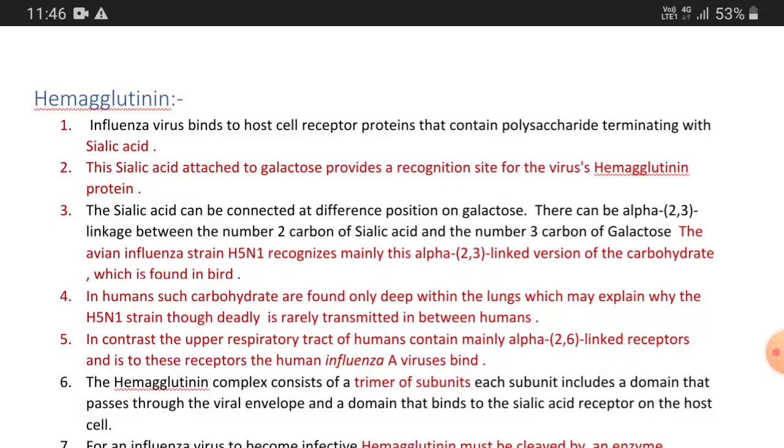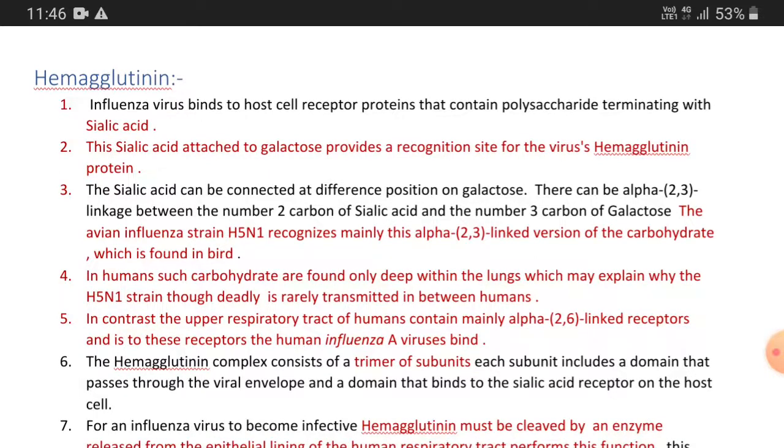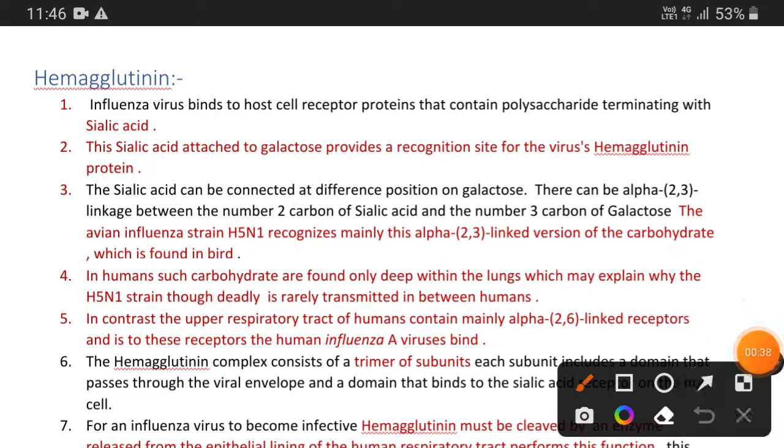So what is hemagglutinin? Hemagglutinin is a glycoprotein which is present on the surface of the viral envelope of influenza, right? So this hemagglutinin plays an important role in the entry of the virus into the host cell. Okay, without hemagglutinin the virus cannot enter. And that is why most of the neutralizing antibodies try to target hemagglutinin.